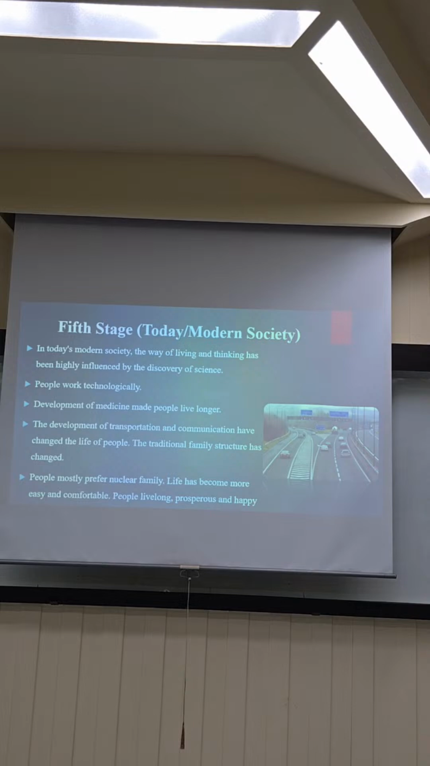But the point is that as we are experiencing these changes, how about those who are not ready for that? Nations that are not ready for that. Mike? Nations that are not prepared for that. What is the resultant effect? The fifth stage, today and modern society.